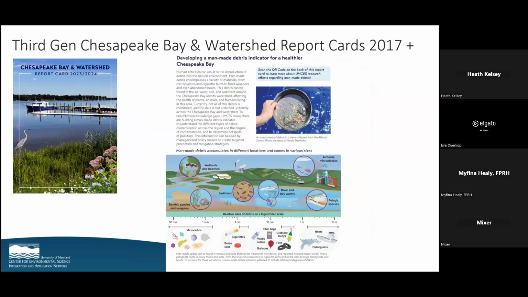These report cards also obviously are venues for us to highlight particular things that people might not be familiar with, but they should. This year we highlighted the plastics issue and man-made debris. So we're on our way to developing a new indicator that can reflect microplastics and debris in Chesapeake Bay. So we're able to highlight that as an issue. And for many people, this might be the first time that they've really considered that as a problem or an issue. Next. Almost done.